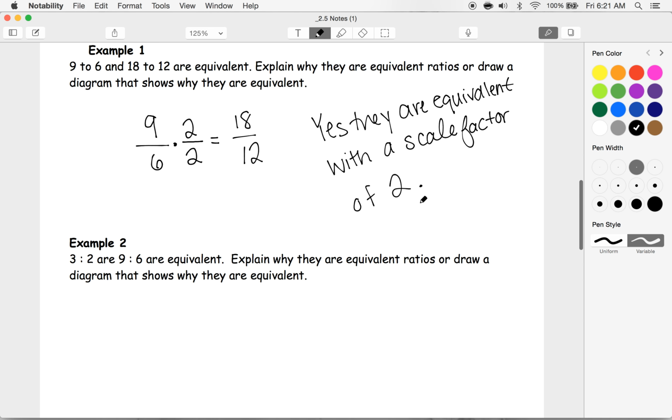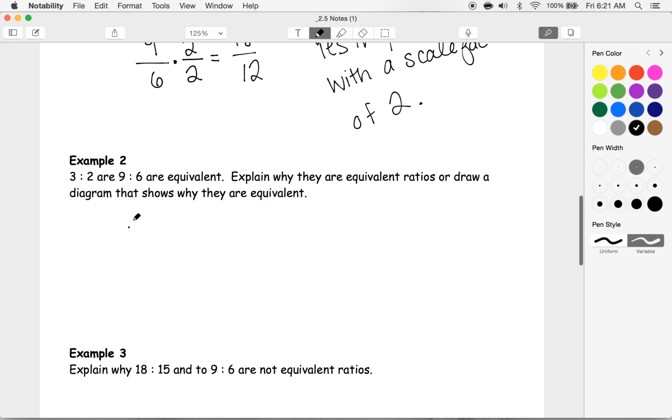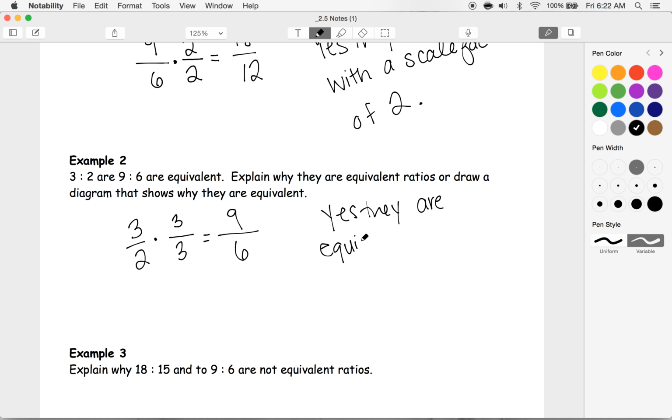I'm going to keep on scrolling down. Are 3 over 2 and 9 over 6 equivalent? Well, how do I get from 3 to 9? I have to multiply by 3. How do I get from 2 to 6? I have to multiply by 3. So, yes, they are equivalent, with a scale factor of 3.